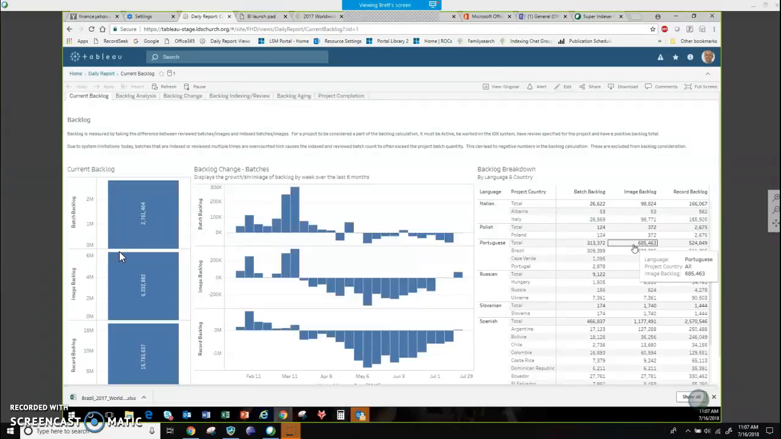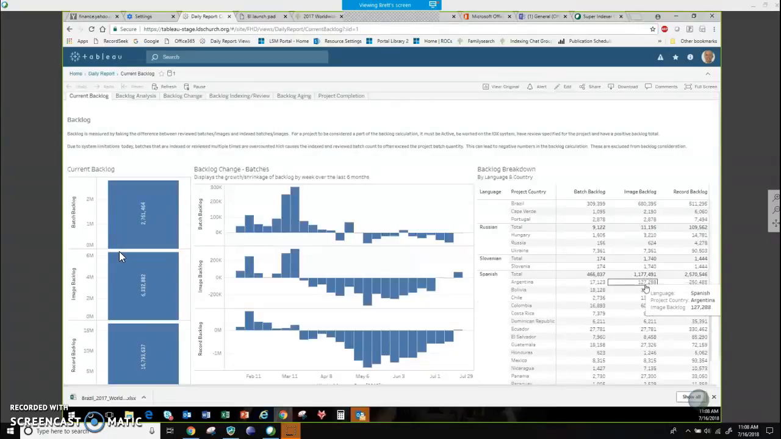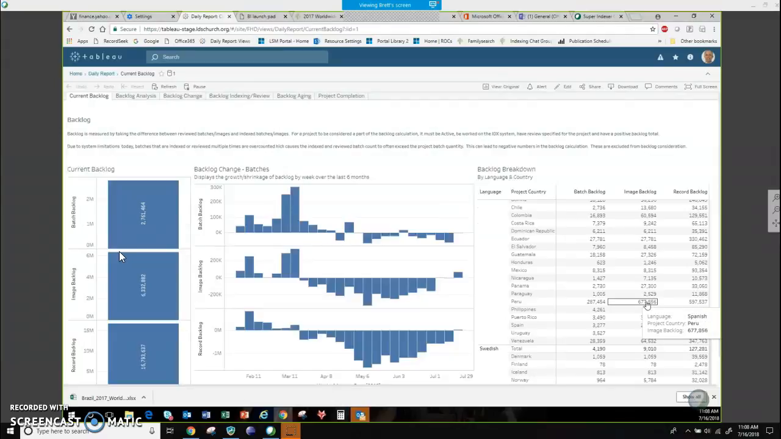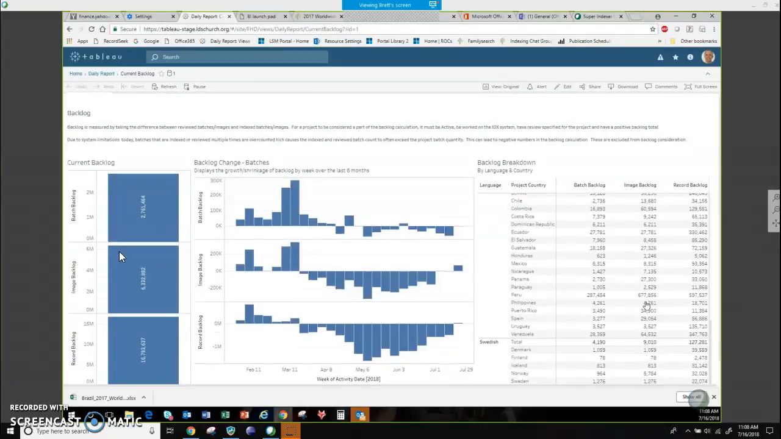Portuguese right now has 685,000 images that are waiting to be reviewed. And right here in Spanish, we have almost 1.2 million images waiting to be reviewed. In other words, they cannot be published on FamilySearch until they're reviewed. And here it'll actually show you the breakout by country. Peru is the bulk of that at 677,000.